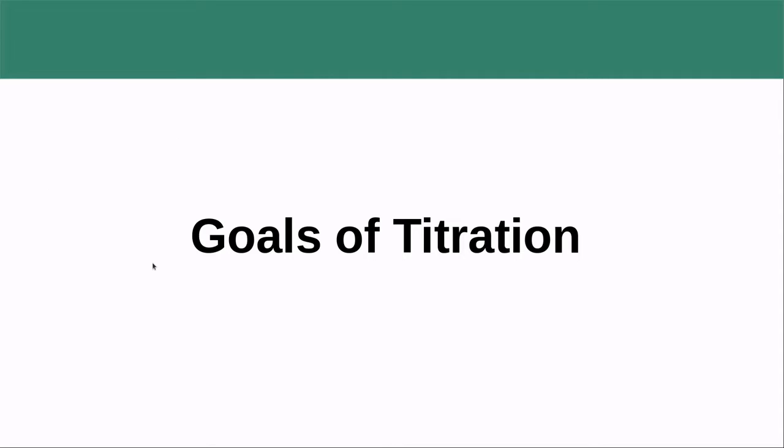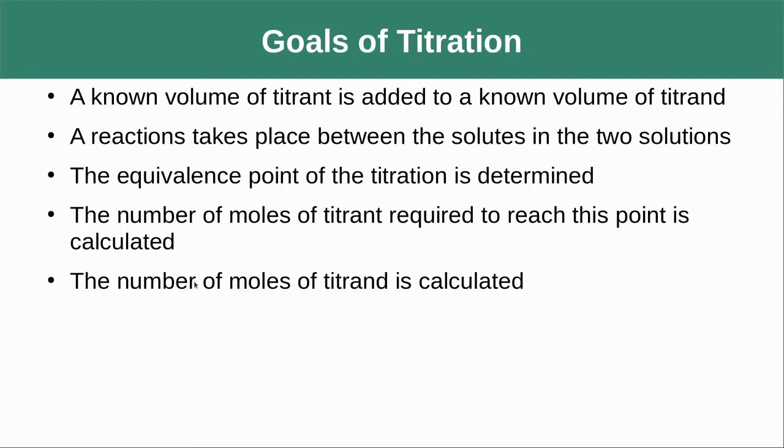The goals of titration. In a titration, a known volume, because this is a volumetric technique, of titrant is added to a known volume of titrand. A reaction takes place between the solutes in the two solutions. The equivalence point of the titration is determined. The number of moles of titrant required to reach this point is calculated because we know the concentration of the titrant. And the number of moles of titrand is then calculated from the amount of titrant that was required to neutralize it.